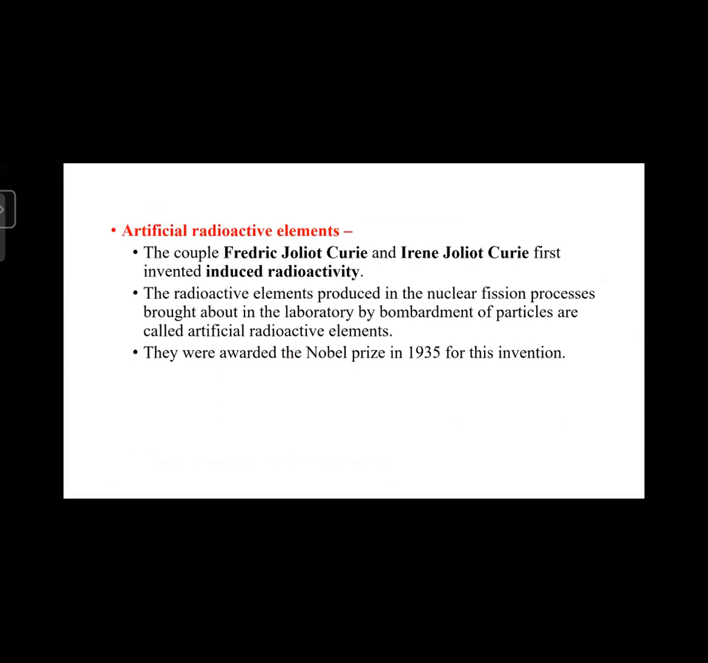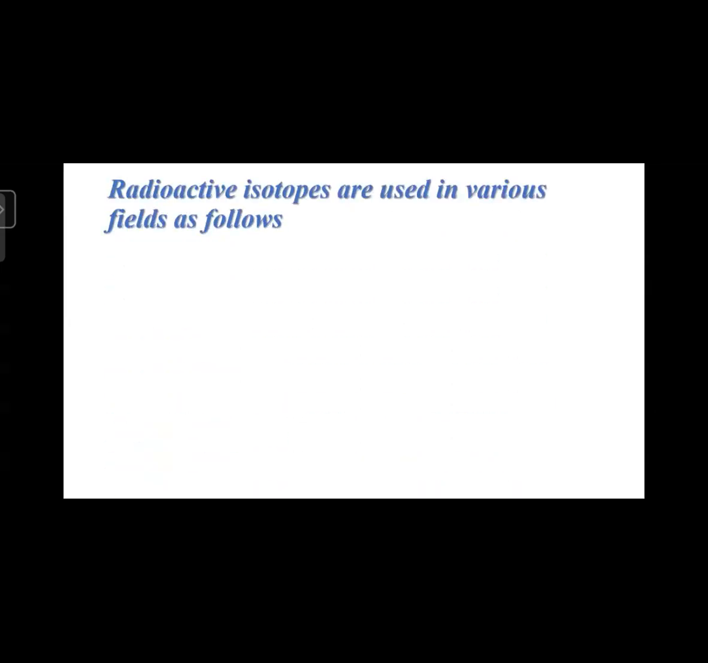Now, artificial radioactive elements. The couple Frederic Joliot-Curie and Irene Joliot-Curie first introduced artificial radioactivity. The radioactive substances produced in the nuclear fission process, brought about in the laboratory by bombardment of particles, are called artificial radioactive elements. They were awarded the Nobel Prize in 1935 for this invention.